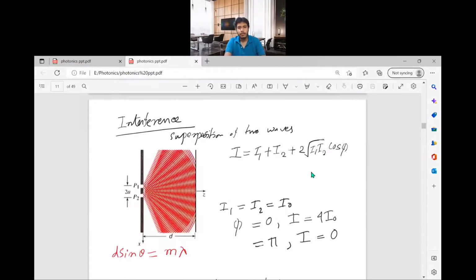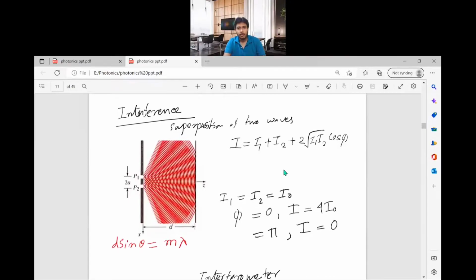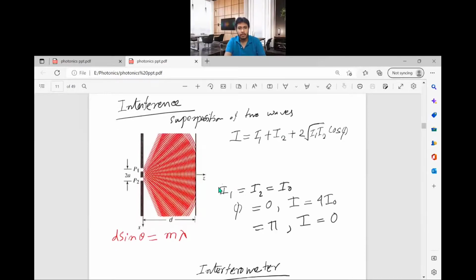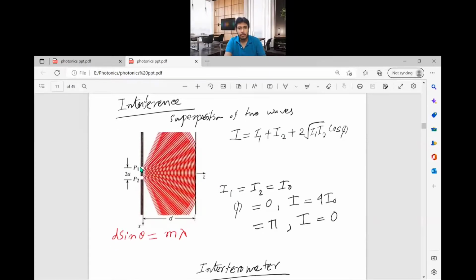So what is interference? Interference is basically the superposition of two waves. If two waves are generated, they will interfere with each other and generate an output waveform according to the phase difference between them. As you can see, if two circular waves are emitted from these two pinholes, they will interfere with each other, and accordingly you will get maxima and minima of the output depending upon the phase difference between the two waveforms.